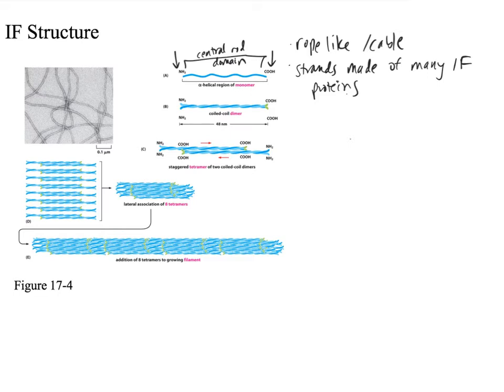These are the soluble parts of the intermediate filaments, or the dimers and the tetramers. And basically these can be put together to make a lateral association of 8 tetramers. And finally, 8 tetramers are added to each other, and this makes a growing filament. In other words, the final rope-like intermediate filament here on the bottom.